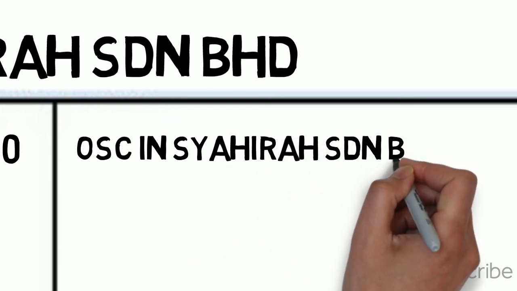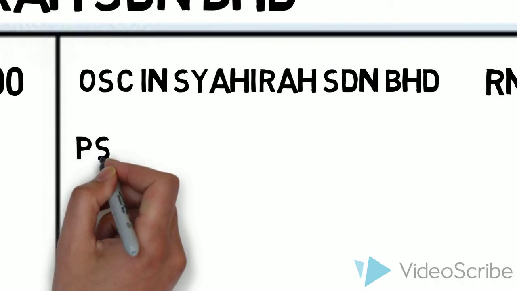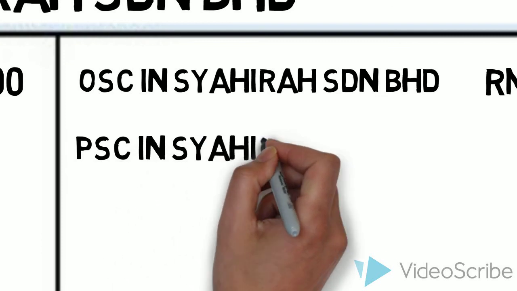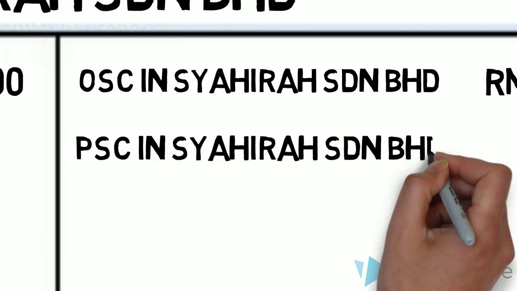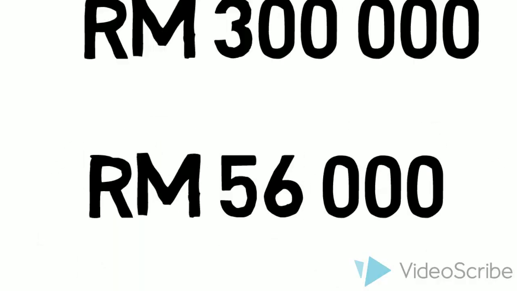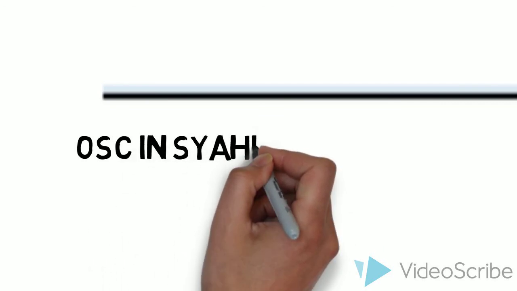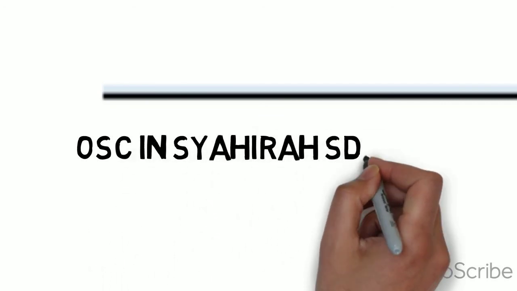Thirdly, record the price consideration received. In this situation, ordinary share capitals in Shahira of 300,000 and preference share capitals of Shahira of 56,000 will be debited. Then, credit the buyer Shahira at 356,000.